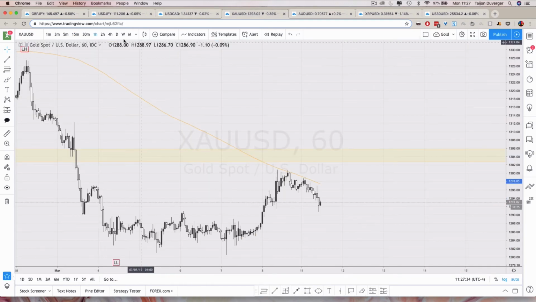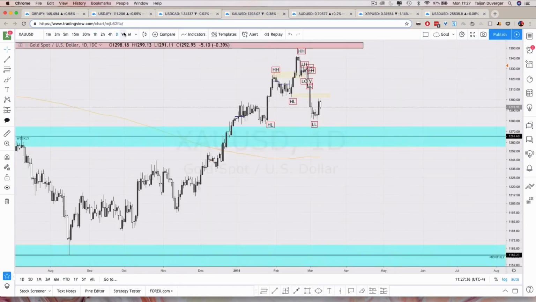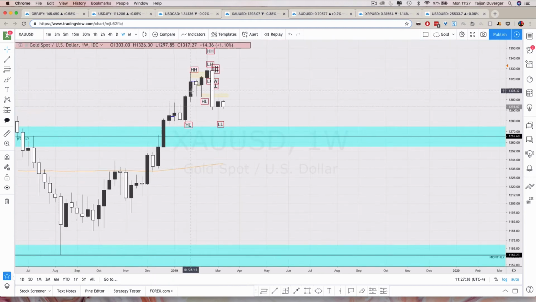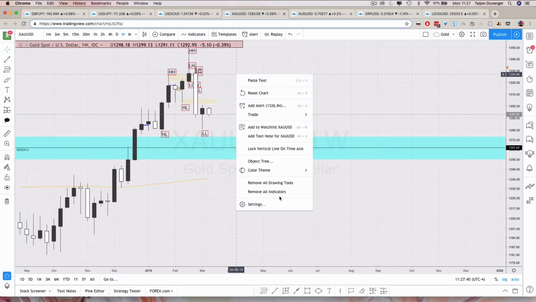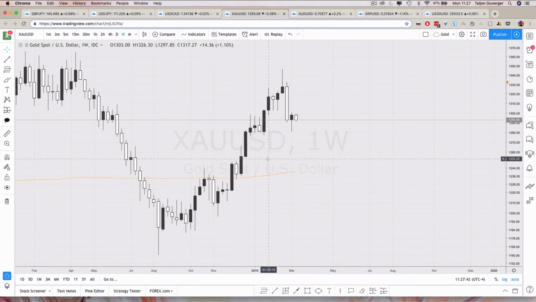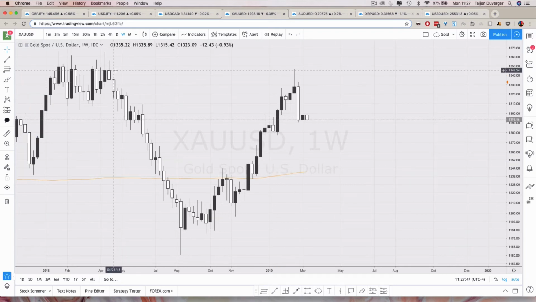Now gold, look at the weekly chart. Let me just get rid of all of these things, remove all tools so we can see it nice and clear. What we have with gold is we have not broken past 1350 for a little while now, and with this engulfing, it just shows that there's possible continuation.